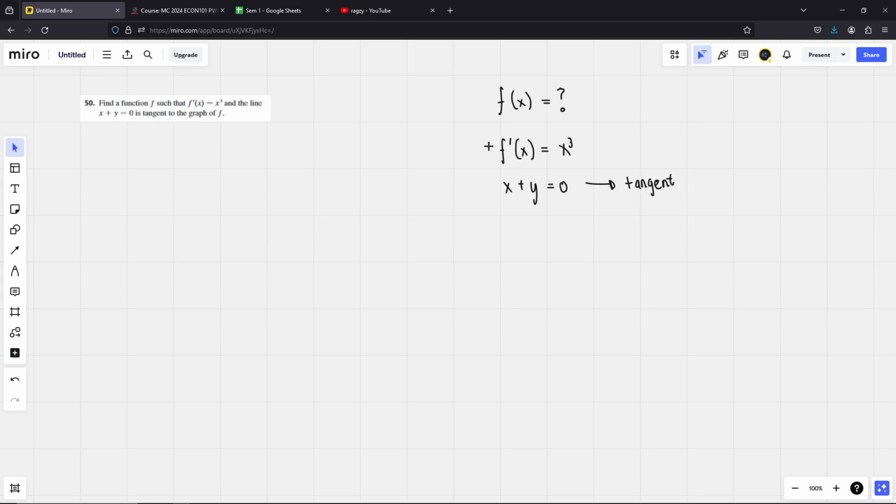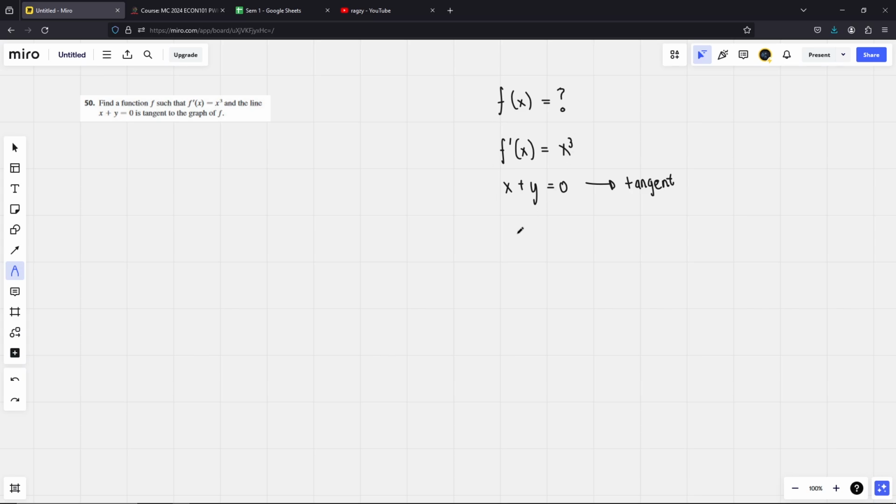Well, we want a function f. We don't know what f is, but we want it such that when we take the first derivative of f, we get x cubed. And also, this line, x plus y is equal to 0, is a tangent to the graph of f. So these two conditions need to be met.